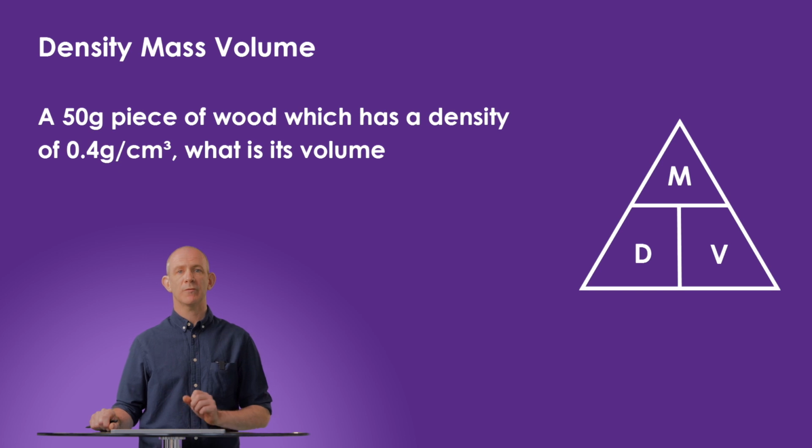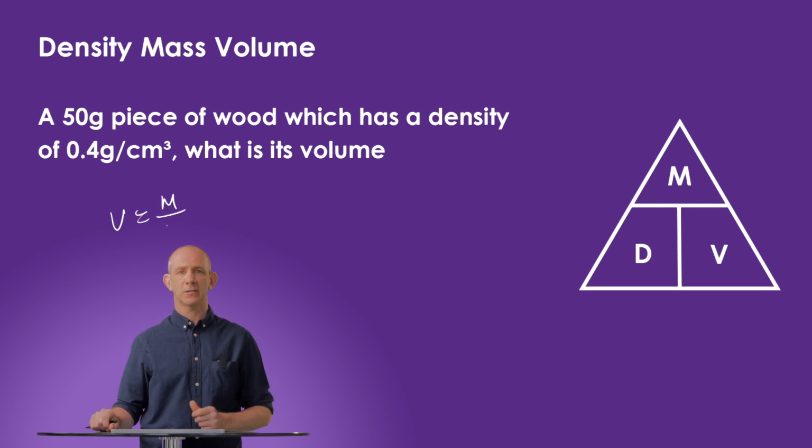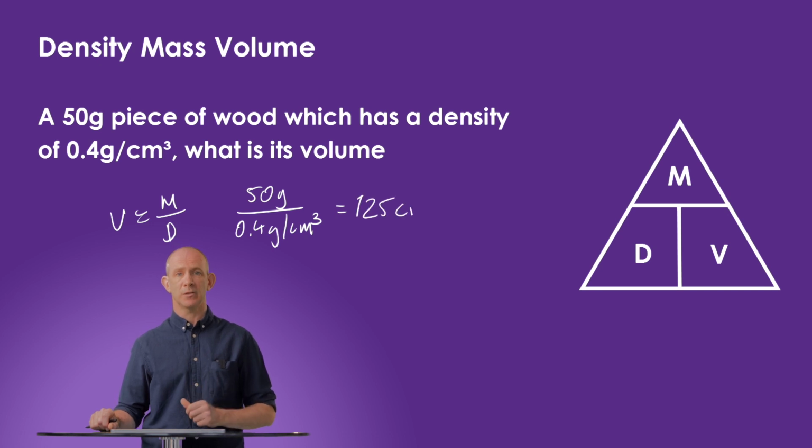In this problem, we have a 50-gram piece of wood, which has a density of 0.4 grams per centimeter cubed. If we look at the triangle, we can see that volume equals mass divided by density. So we can calculate the volume by doing 50 grams divided by 0.4 grams per centimeter cubed, which equals a volume of 125 centimeters cubed.